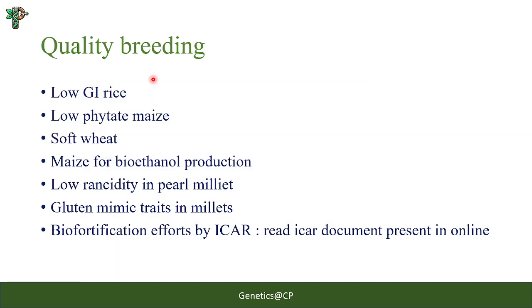Then another important aspect is quality breeding. Generally, we stick to the quality parameters present in the BDC book, but it's not like that. There is some important research going on in the present era, like low GI rice. GI means glycemic index, low glycemic index. It's very important for diabetic patients, and which institutes are working on it and which are the important land races having very low GI.